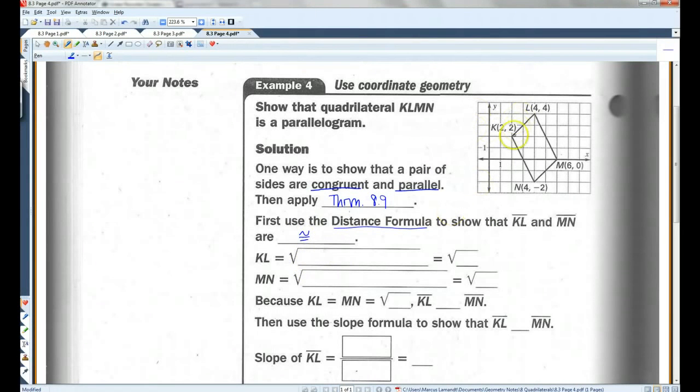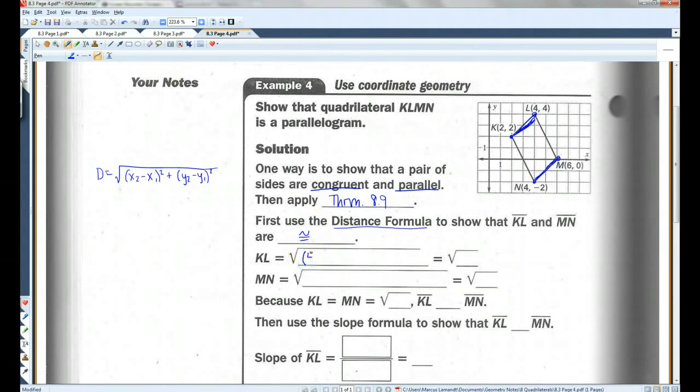KL, that's this here. Close enough. Okay, KL and MN. The points are given. I'm just going to plug them into the distance formula. If you don't remember the distance formula, I'll write it over here: x2 minus x1 squared plus y2 minus y1 squared. There you go.